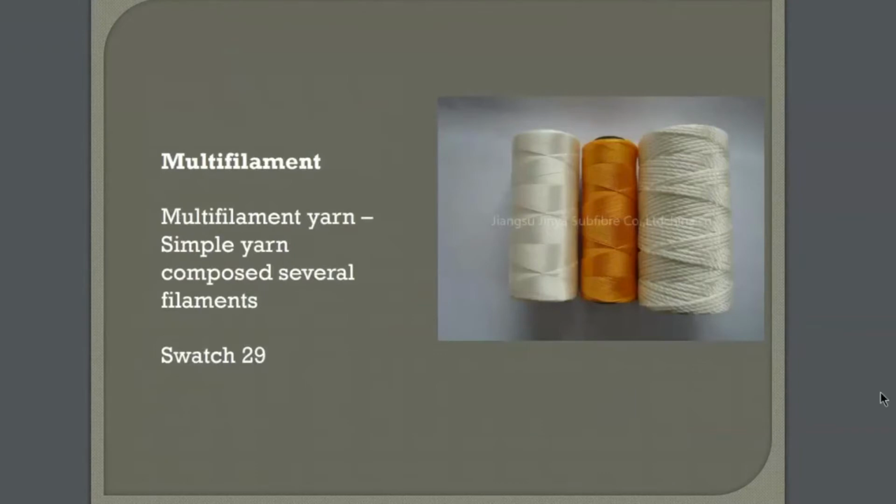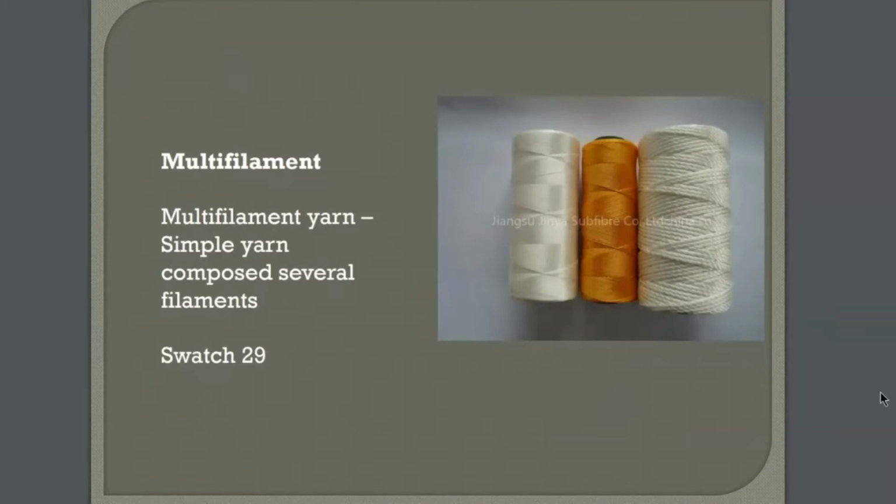Multifilament yarn is a simple yarn composed of several filaments. So swatch 29 is an example of a multifilament yarn. Whether you pull those yarns off the top, so I'm doing that right now, go ahead and take some of those yarns, pull it off the top, maybe pull it off the side. And you can see that they have multifilaments twisted together.